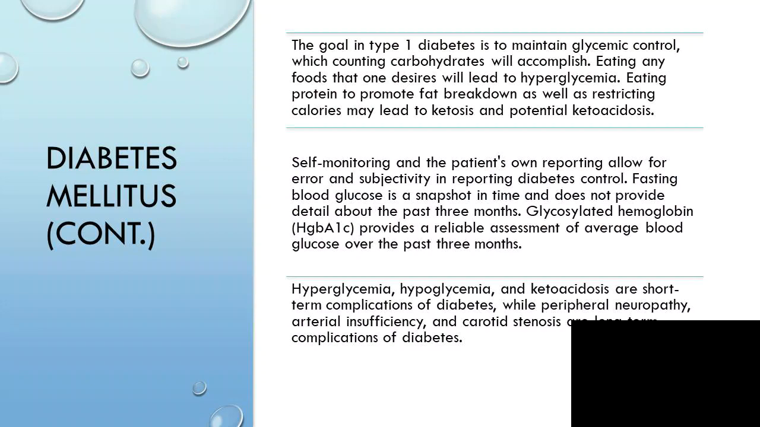It's a very reliable assessment of the average blood glucose over the past 3 months. You know, a fasting blood glucose is just a snapshot in time, and that is not as helpful to us, although we do draw those for some reasons. Hyperglycemia, hypoglycemia, and ketoacidosis are short-term complications of diabetes, while peripheral neuropathy, arterial insufficiency, carotid stenosis, and kidney failure are long-term complications of diabetes. I added kidney failure in there. I don't know why it's not there now, but it definitely needs to be there.